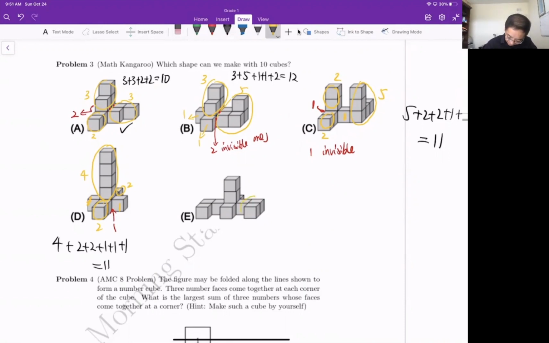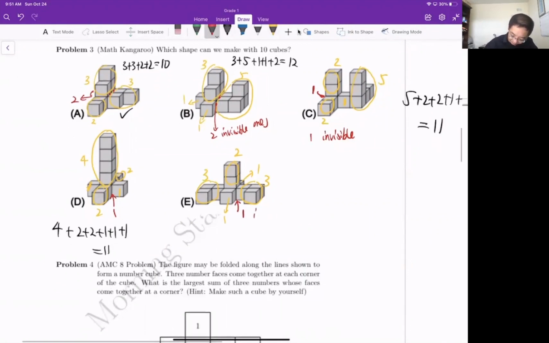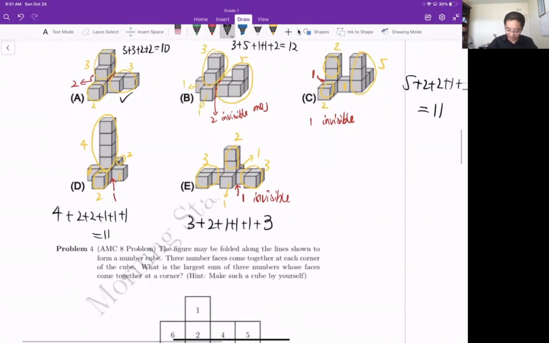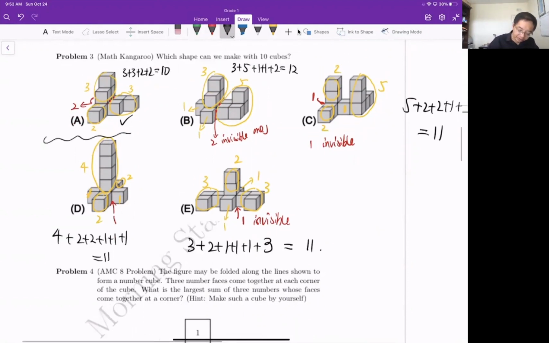All right, how about E? Here we get a 3, here we get 2, here's 1, this is also 1, and here's 3. And there is an invisible one again, right below it. Now we add them together: 3 plus 2 plus 1 plus 1 plus 1 and plus 3. Let's check: 3, 3, 3. Yes, so we just get 11. All right, so we see there's only one that has exactly 10 cubes, which is A.